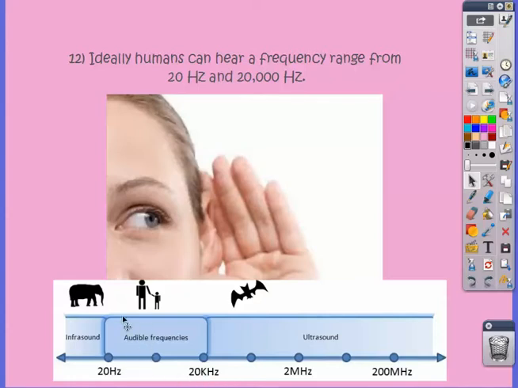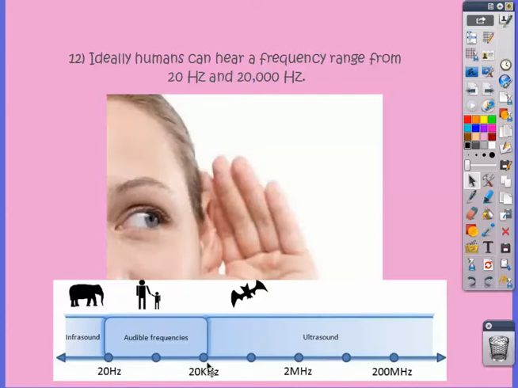Anything that's below that range of frequencies is too low a sound for a human to hear, and we call this infrasonic, where the prefix infra means below. Any sounds that are above 20,000 hertz we call ultrasonic, where the prefix ultra means above or beyond. So sounds that are ultrasonic are too high a pitch for us to hear, and anything that's infrasonic is too low for us to hear, with our sweet spot being from 20 hertz to 20,000 hertz.